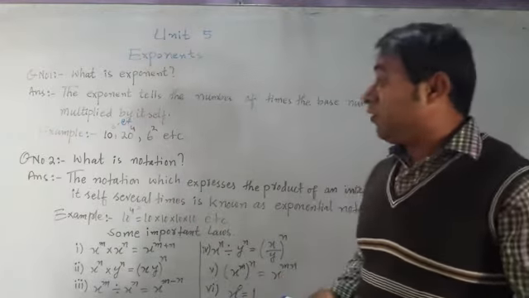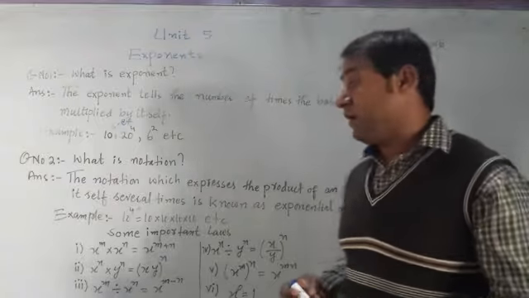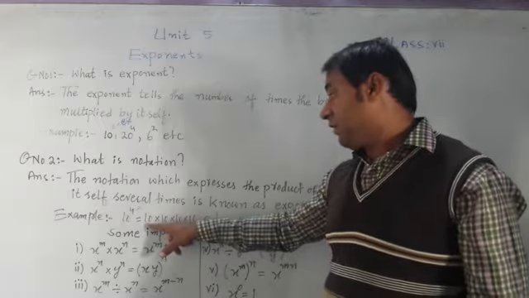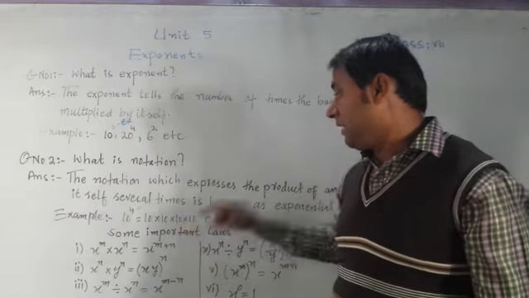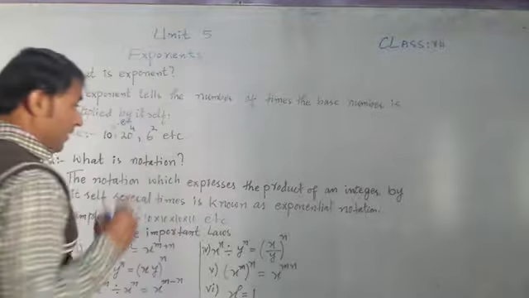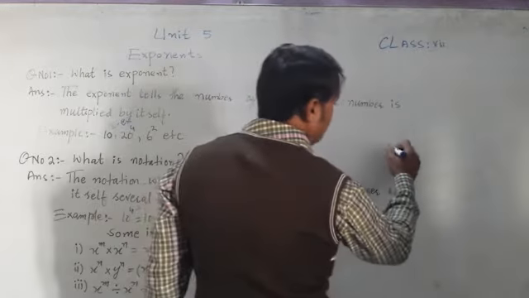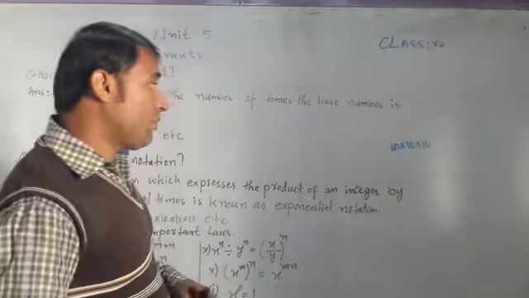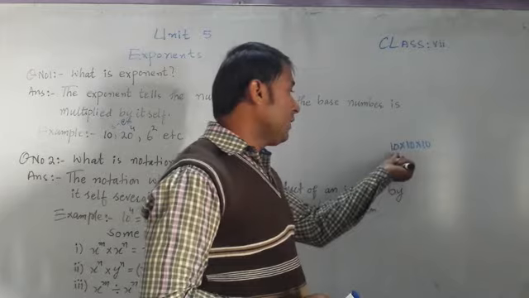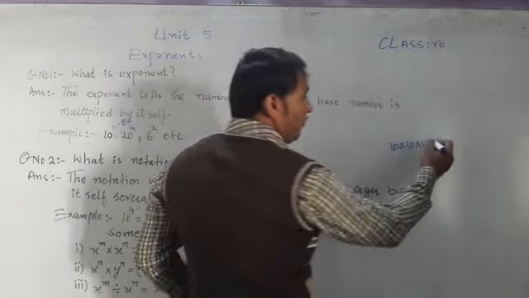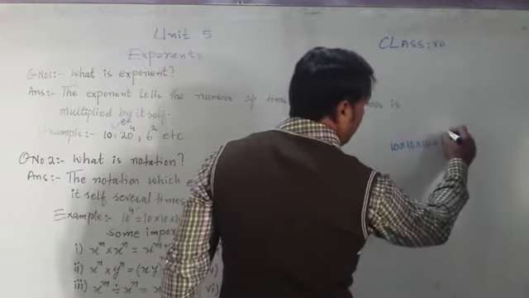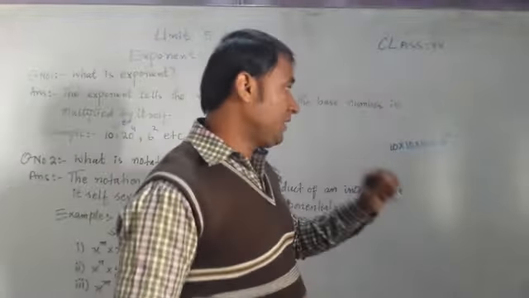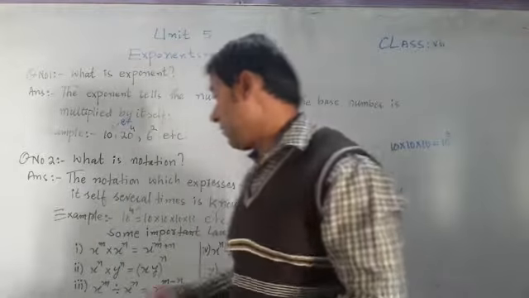The notation tells us how many times a number is multiplied. So here 4 is telling that 10 is multiplied 4 times: 10 multiplied by 10 multiplied by 10 multiplied by 10. If we have 10 multiplied by 10 multiplied by 10, we multiplied 10 three times, so we can write it in exponential form as 10 power 3. It tells us that 10 is multiplied 3 times. It is an exponential notation.